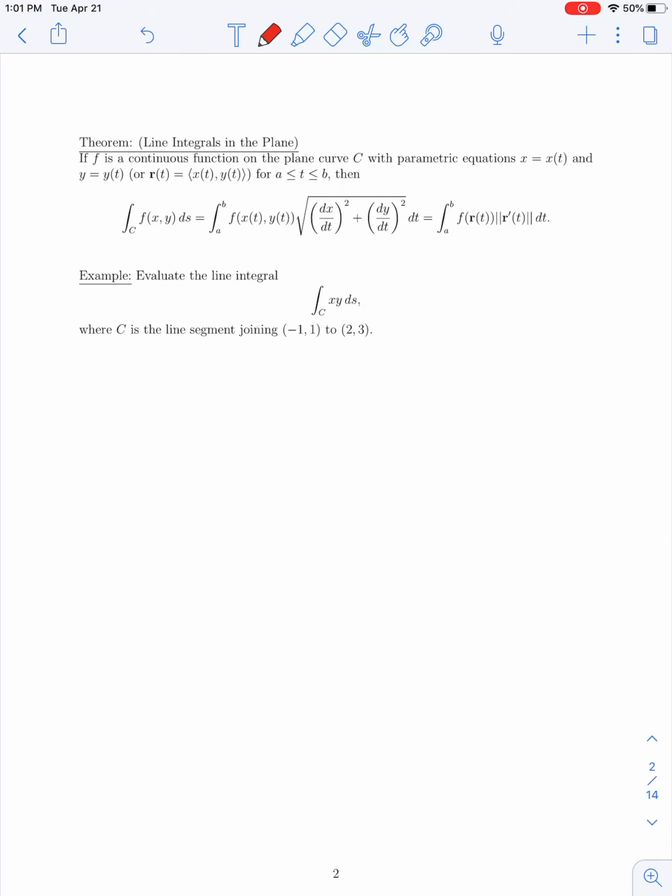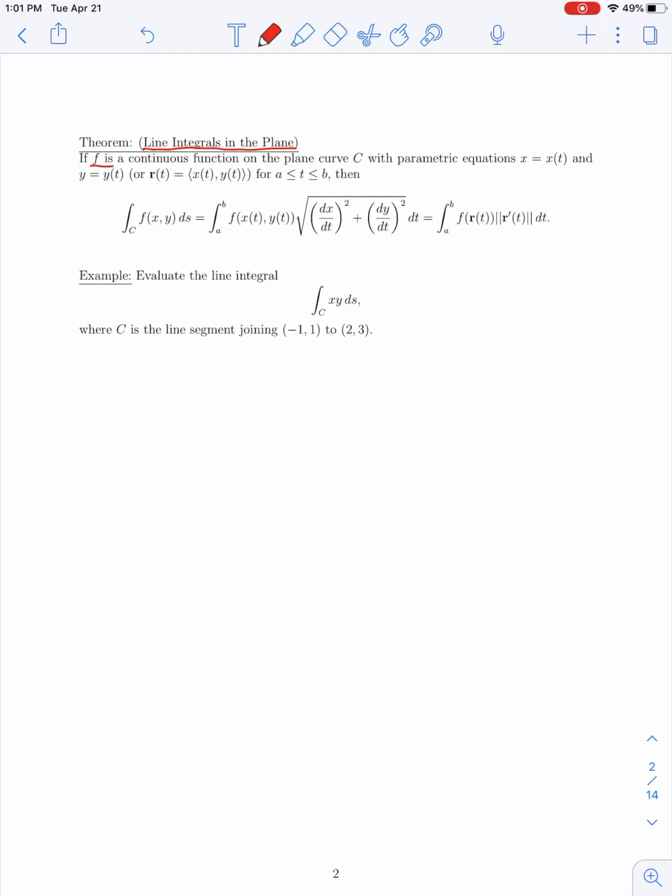So, as with most of the integrals that we've seen in our course so far, it is not very practical to evaluate a line integral making use of that limit definition that we defined on the first page. So instead, we have a theorem which allows us to evaluate line integrals in the plane in terms of a definite integral of a single variable function.